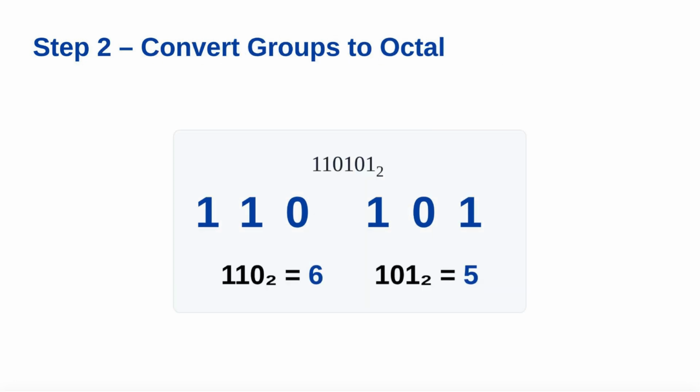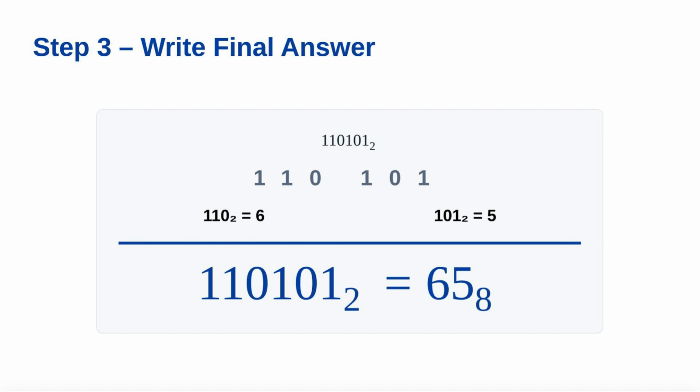Now convert each group into its octal value. 110 in binary is 6 in octal, and 101 in binary is 5 in octal. So our final answer is 65 base 8. 110101 base 2 equals 65 base 8.